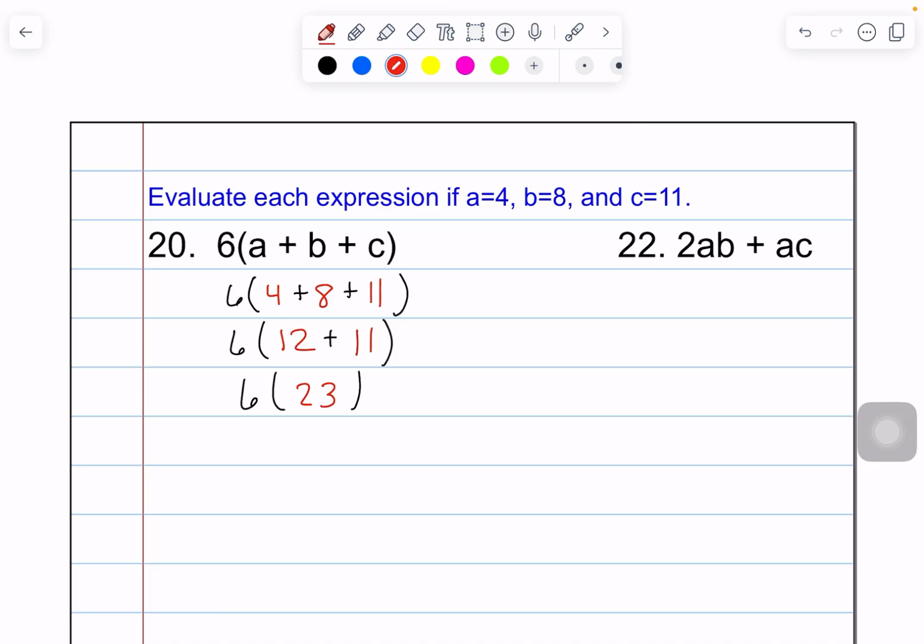If I want to multiply those together, I could do 6 times 20, which is 120, and then the 6 times 3, which is 18. And if I add them together, I get 138.